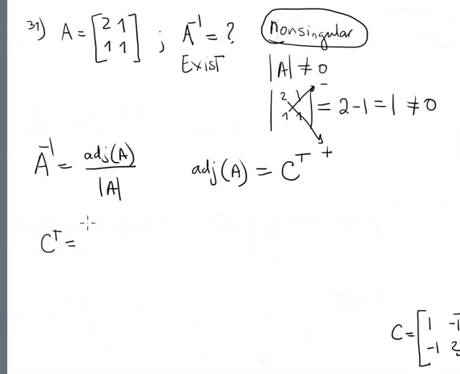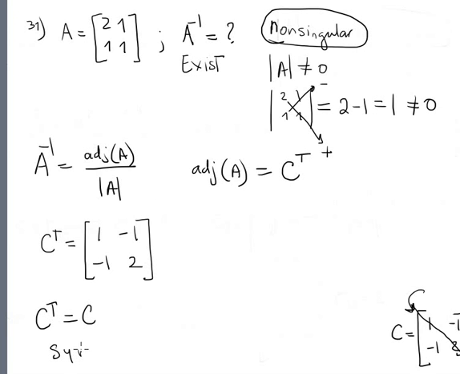Okay, so the cofactor transpose is where you change the column by the row. In this case the column 1 is 1, negative 1, so I change to 1, negative 1. The column 2 is negative 1, 2, so I change to negative 1 and 2. It stays the same. What is the reason it stays the same? Because this matrix is a symmetric matrix. So the main diagonal stays the same when you flip it around, and the transpose is the same as the original when the matrix is symmetric.